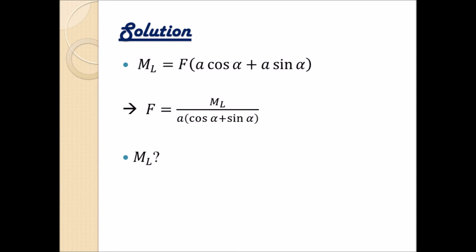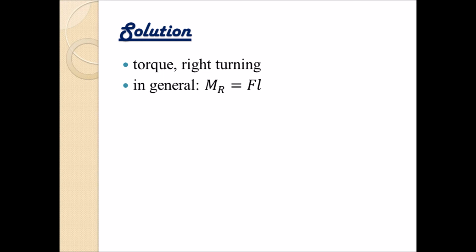Because yes, when we pull under a certain force F the cube to the left-hand side, it turns. But if we let go, there will be a clear rotation to the right-hand side. So apparently there is also a right turning torque. And in general, MR can be calculated just as ML. It's force multiplied with the lever arm. But in this case, what are force and lever arm?